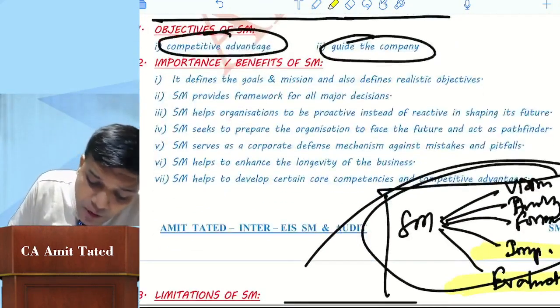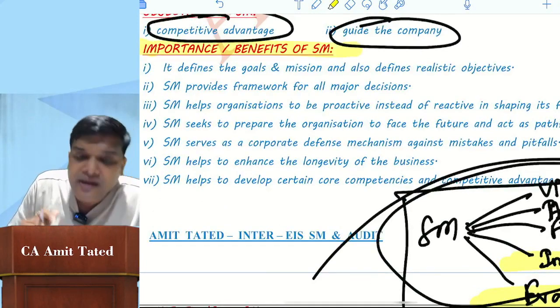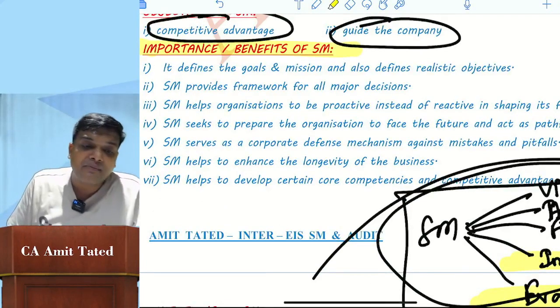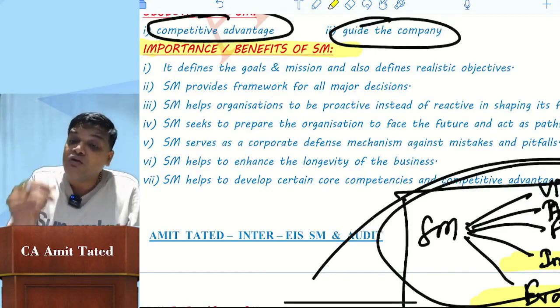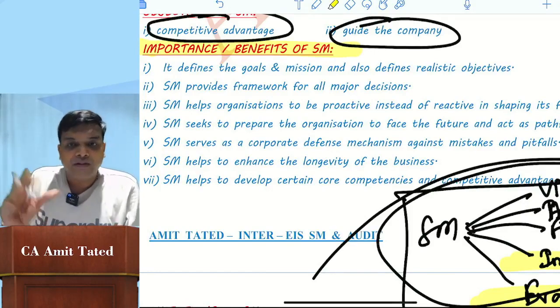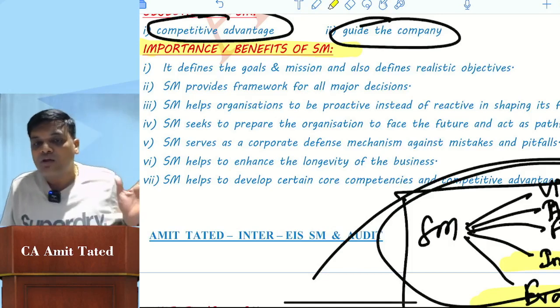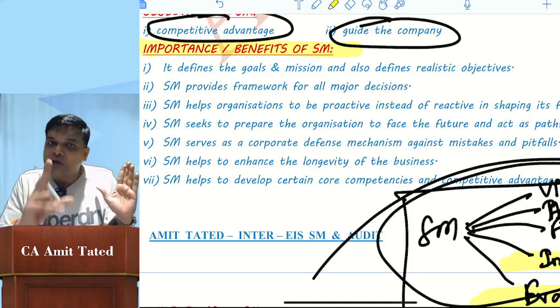The second question is very important. That is the importance or benefits of strategic management. What are the 7 benefits of strategic management? The answer is very easy. But before that, just make sure you may get a question even on one point of this particular element. Out of these 7 points you are looking at on the screen, you may get a question on a single point also.